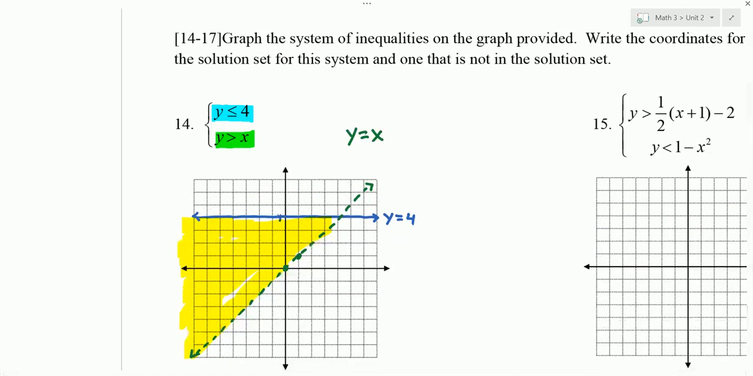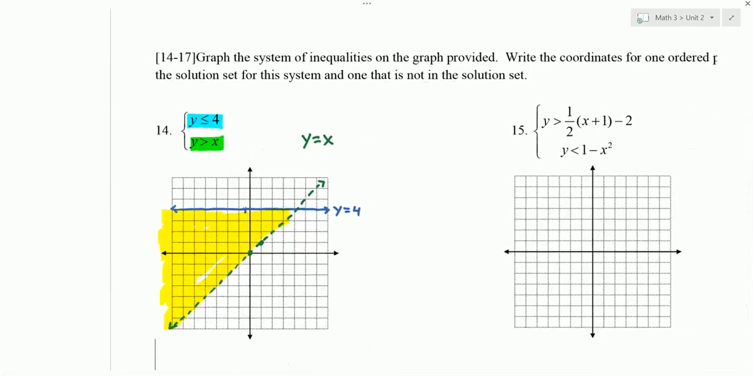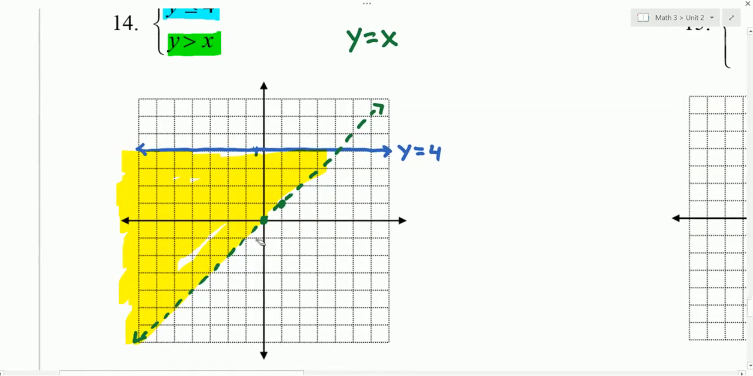Now notice it says write the coordinates for one ordered pair in the solution set. So pick any point in that shaded region, or you can even pick a point on the solid line. Any of those would represent a solution. So I'll pick this point right here. There's no doubt that that's in the shaded region, so it's at -2, 1. There we go.